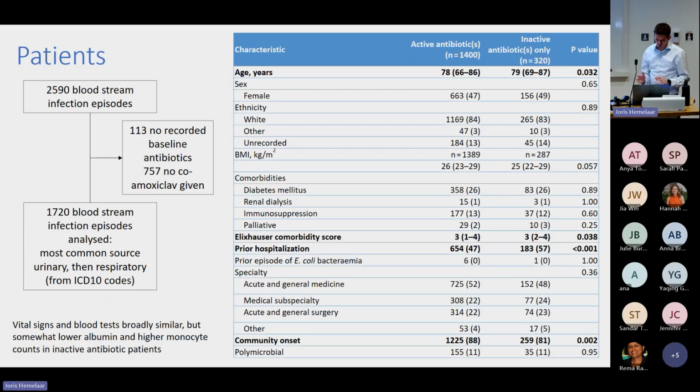And broadly speaking, your chance of having inactive antibiotics, i.e. resistance to co-amoxiclav, was more likely if you were more comorbid, spent more time in hospital, and had hospital-onset infection. There were some characteristics in terms of vital signs and blood tests that differed a little. For example, patients with inactive antibiotics tend to have lower albumin, again a marker of potentially being more unwell, but actually not huge differences across the board.